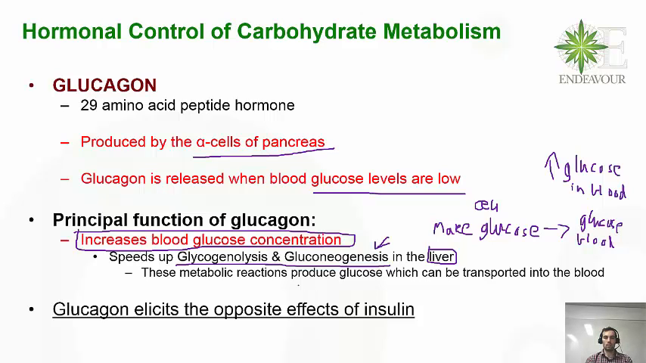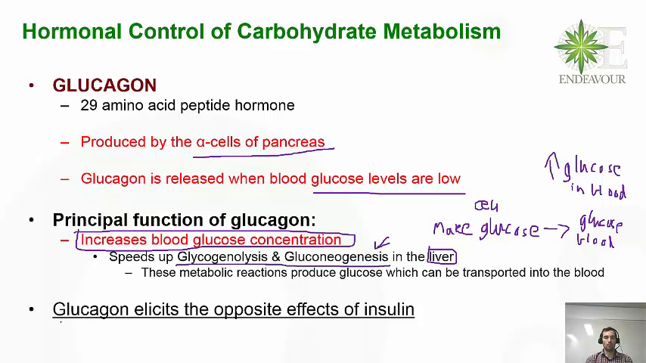Okay, so we can see the commonality between these two processes is to make more glucose inside the cell, either from breaking down the store in the case of glycogenolysis, or actually making more from the non-carbohydrate source of pyruvate in the case of gluconeogenesis. So once we have this glucose, we can push it back out into the blood and increase the blood glucose level.